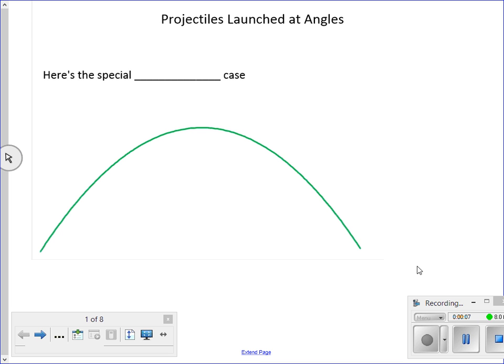Let's talk about a different special case of projectile motion. My guys have been looking at projectiles that are launched horizontally. And for that special case, that allowed us to define a numerical value of a certain variable. For a horizontally launched projectile, one that goes from here to there, we said, all right, that's a v initial y is 0 case. All right. This is not that case.